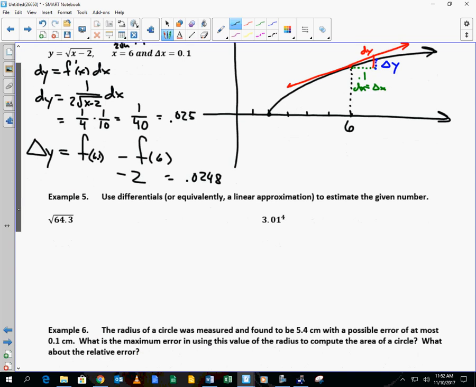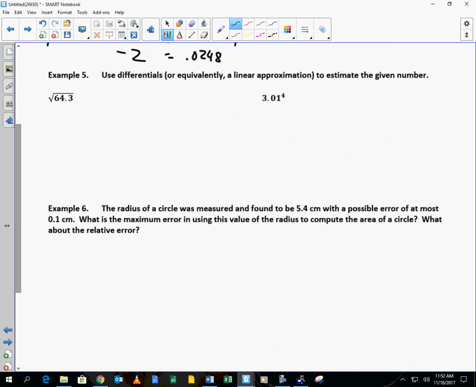But let's apply these to 3 different situations that you could actually use, and then we'll end after this. It says use differentials or equivalent linear approximation to estimate the given numbers. We want to do the square root of 64.3. First thing we're going to do is identify a function.